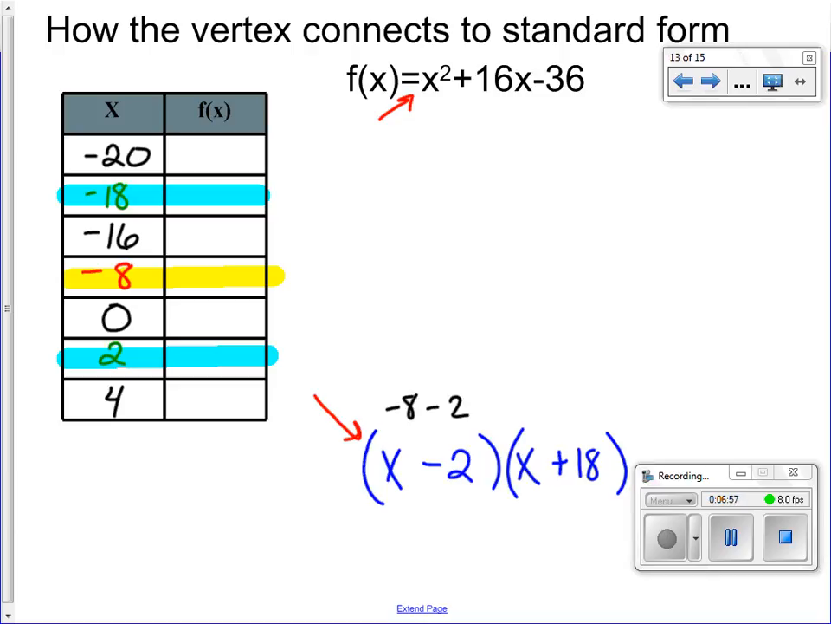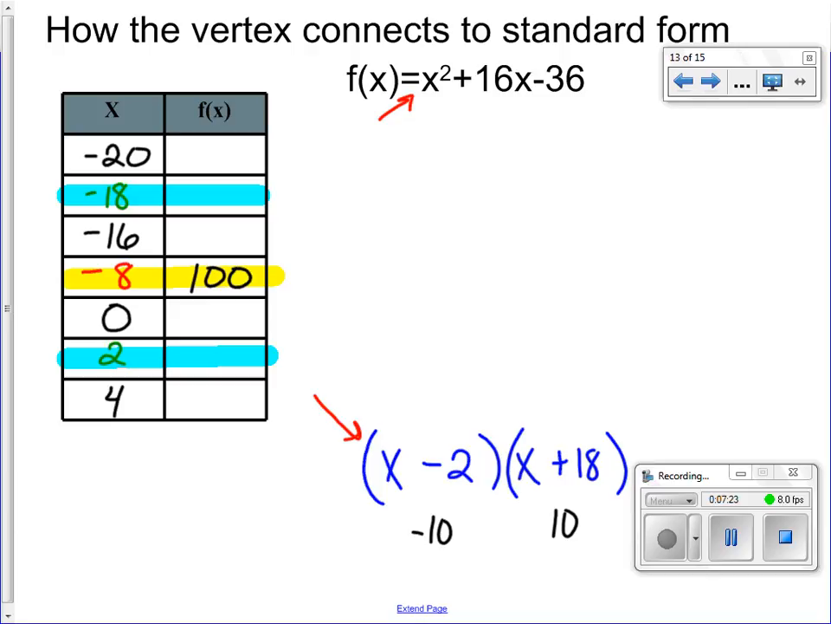So if we start with negative 8, that means this will become negative 8 minus 2, which will give me negative 10. And then if this is negative 8 plus 18, this will be positive 10. And so negative 10 times positive 10 is 100. So my vertex is going to be at negative 8, 100.